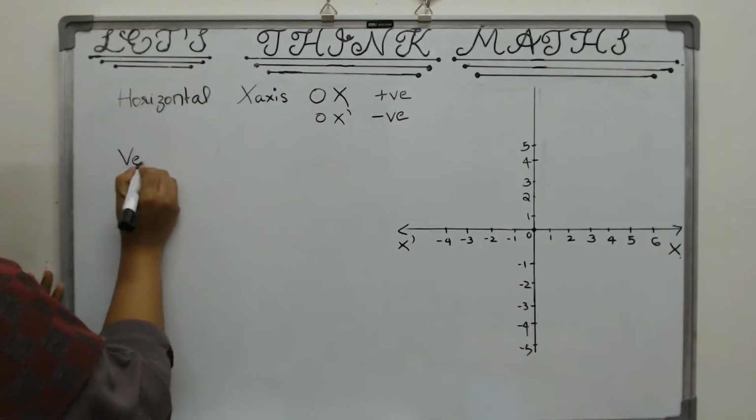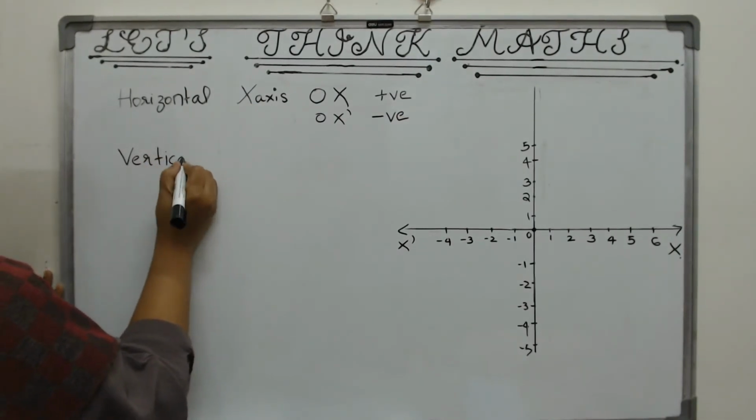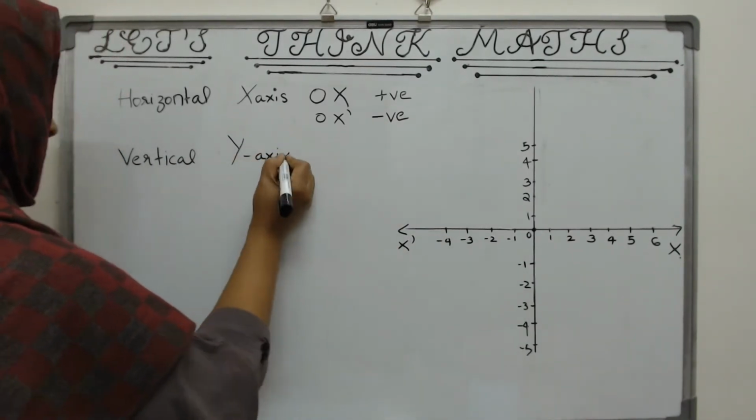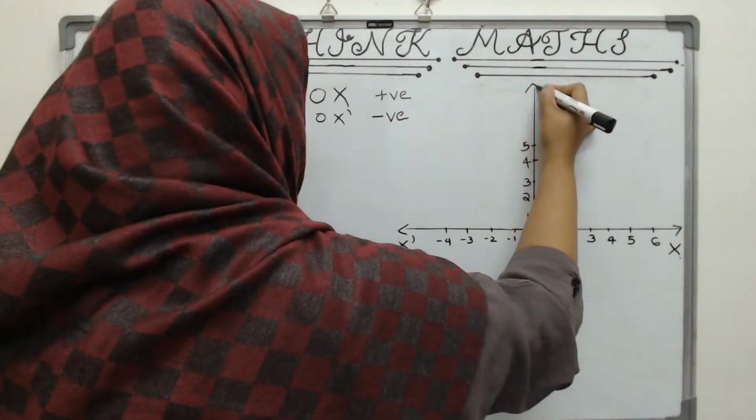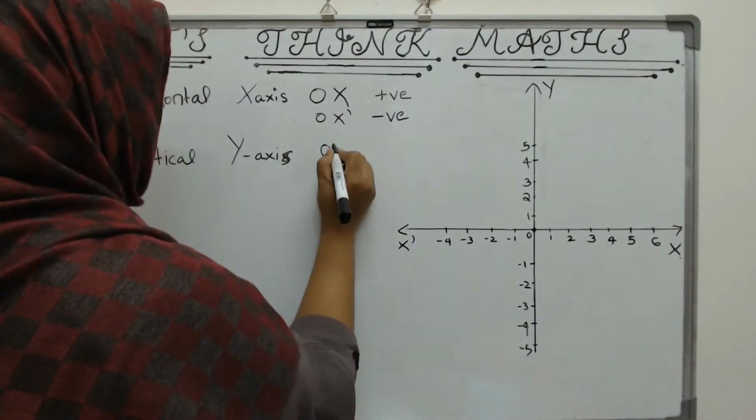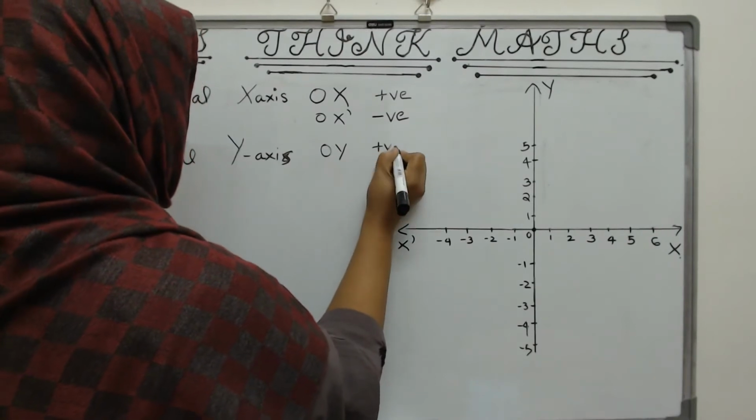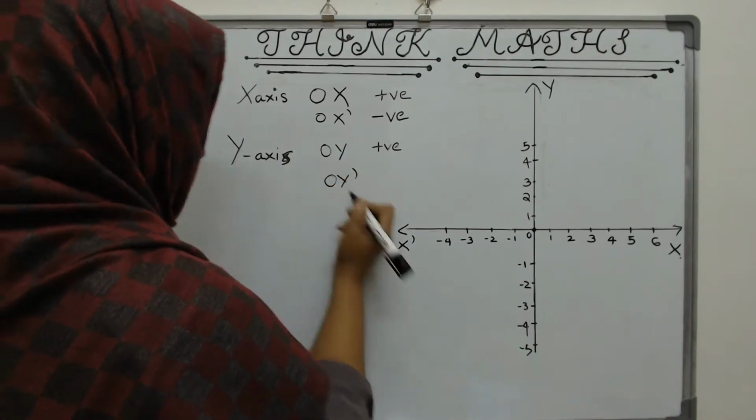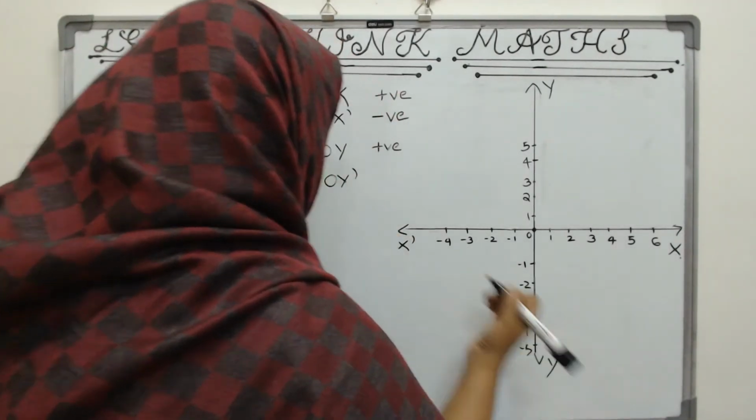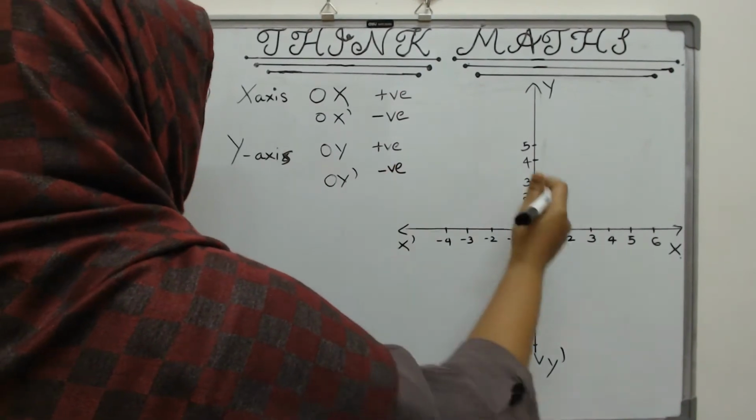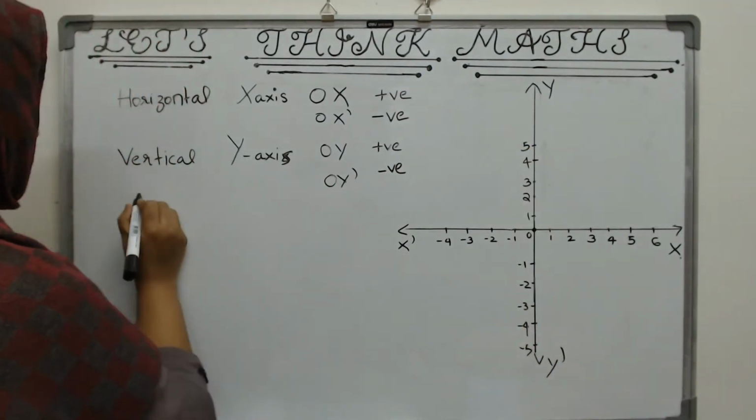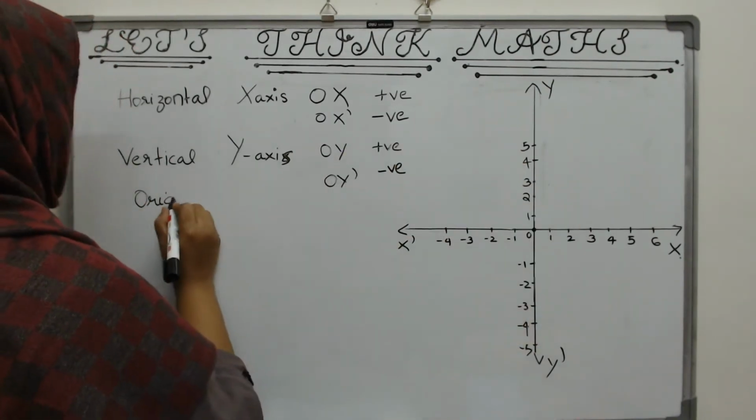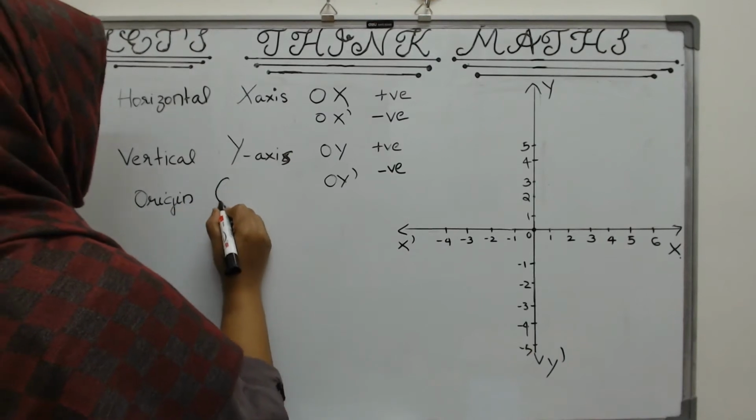Now look at the vertical line or the standing line. This axis. This is called the y-axis. And this side I will name y. So OY will be the positive direction of the y-axis, and OY dash, I will name this one y dash. This will give you all the negative numbers of the y-axis. And where do they both coincide? These two axes meet at the origin, which is represented by the letter O.